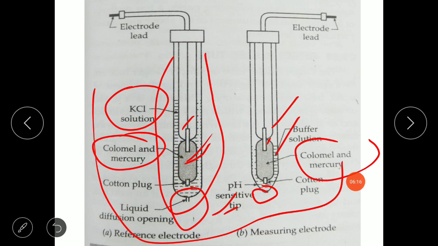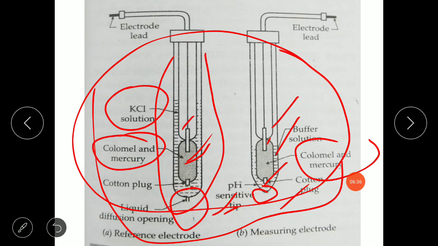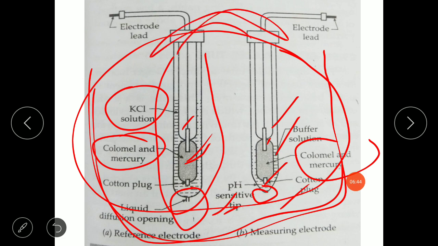At this tip a potential difference is developed between the buffer solution and the solution under test, which depends upon the pH value of the solution. Therefore the net potential of this electrode is a function of the pH value of the solution under test, and both the electrodes are mounted to form an assembly that is inserted into the solution under test. So the difference of potential between the two electrodes is a function of the pH value of the solution under test. This is how we are going to measure the pH value of a solution. This is all about this topic.